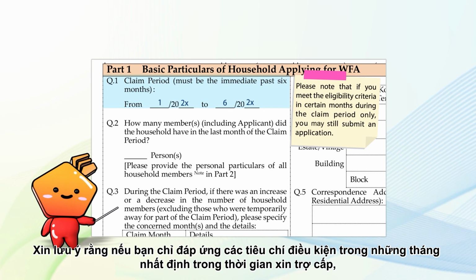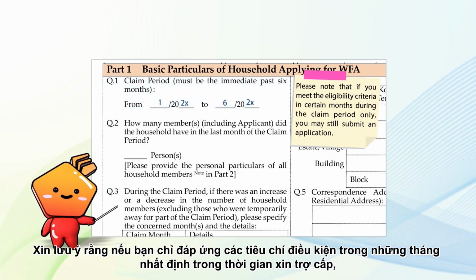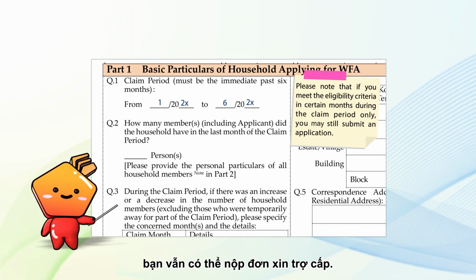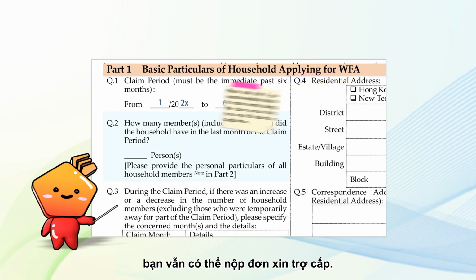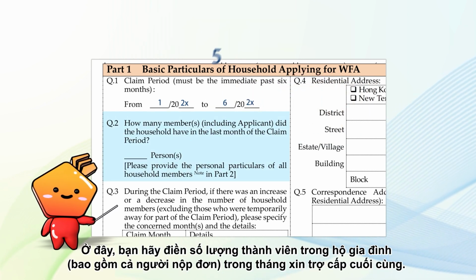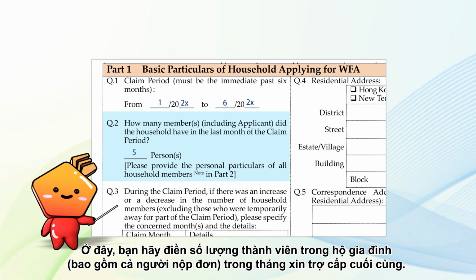Please note that if you meet the eligibility criteria in certain months during the claim period only, you may still submit an application. Here, please fill in the number of household members, including the applicant, in the last month of the claim period.